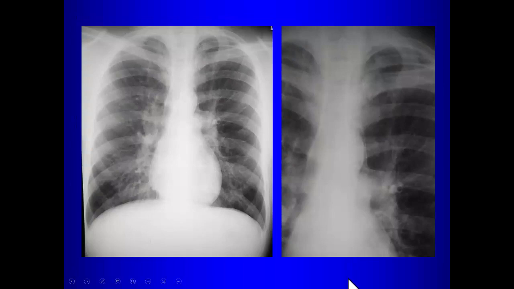Now, if there's air within the pleural space, we call it a pneumothorax. This person has air over here in the mediastinum, so we call this pneumomediastinum. Right. So what are causes of pneumomediastinum? So what is Boerhaave? Perforation of the esophagus. Yeah, so spontaneous rupture of the esophagus from vomiting. Okay, so that can be a cause of pneumomediastinum. What else?